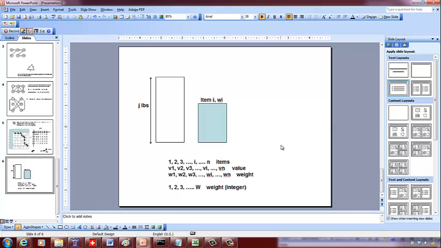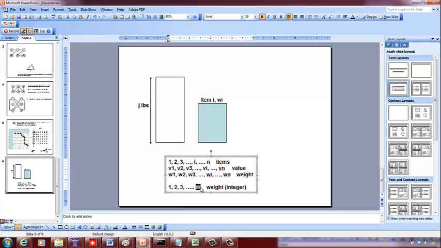Okay, so now we're looking at the integer knapsack problem, where we have n items, 1 through n, of value v1, v2, v3, vi, vn, and they are of weight w1, w2, w3, wi, wn. So we want to pack all or a subset of these n items into a knapsack of weight W, right?